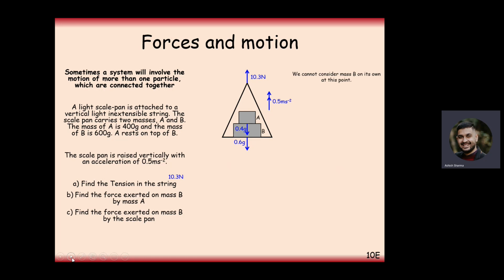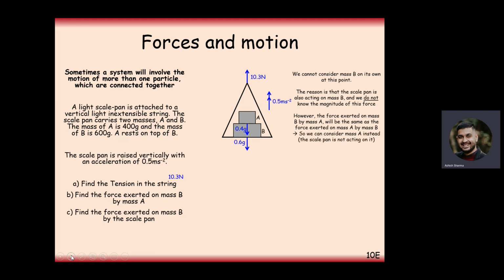Students will look at this and go, okay, force exerted on mass B by mass A, so they'll focus on mass B. But actually, we can't consider mass B on its own at this point. The reason is that the scale pan is also acting on mass B. There is clearly a contact force of the scale pan on B, and we don't know the magnitude of that force. But by Newton's third law, the force exerted on mass B by mass A will be the same as the force exerted on mass A by mass B.